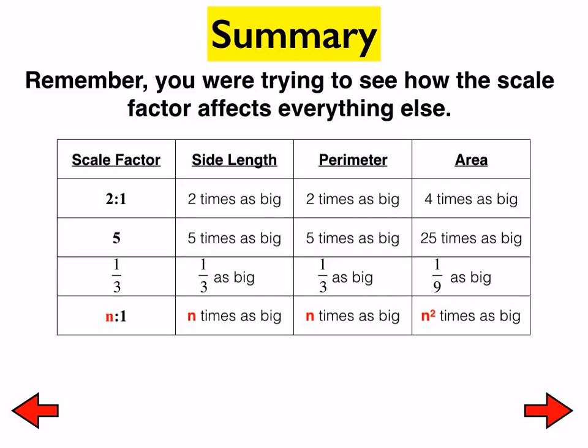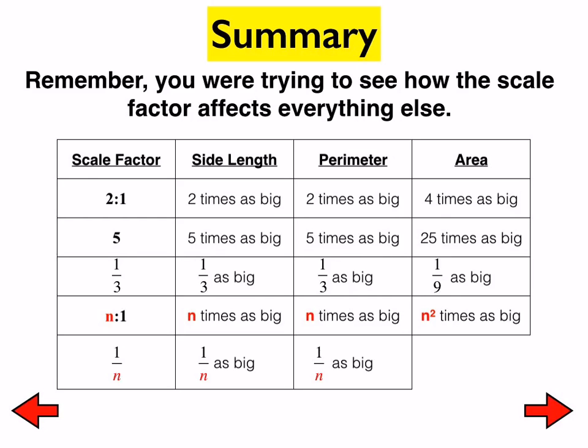Regardless of whether n is a fraction or a whole number. But in case you're confused by the fractional part, if it's 1 over n, the side lengths will be 1 over n as big. The perimeter will be 1 over n as big, but the area will be 1 over n squared as big.